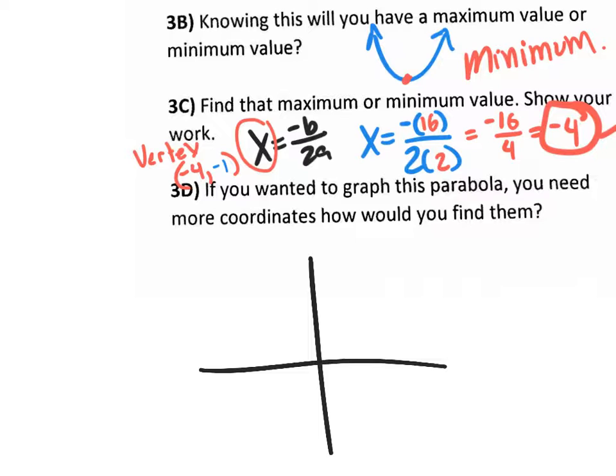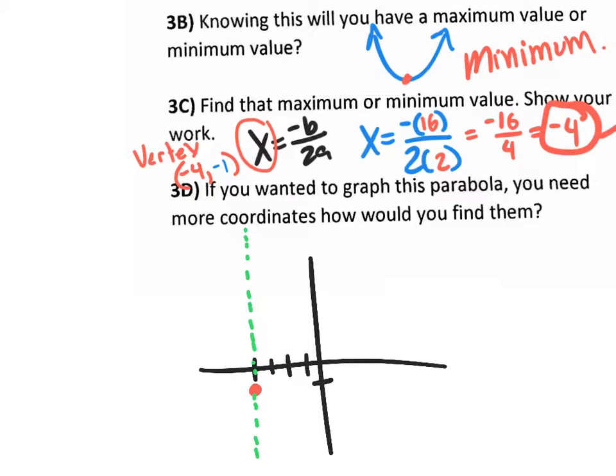Okay, here's our xy plane. If we go to the coordinate negative 4 and negative 1, we have our dot right here. This is our vertex. I could draw an axis of symmetry. I should draw an axis of symmetry right through it. But the question is, I need more points. How do I find more points?